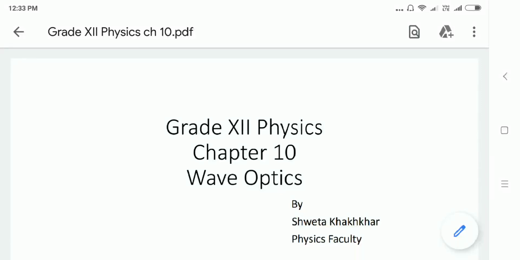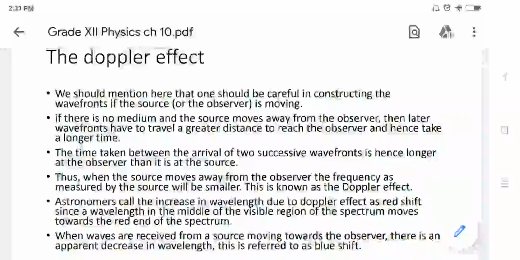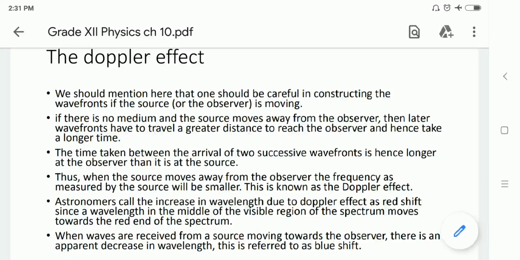Chapter 10. Hello students, let us start our new session of chapter number 10, wave optics, with the topic Doppler effect. Here, while we draw the wavefronts, we need to take care that the distance between source and observer is going to be increased. If there is no medium available and the source is moving away from the observer, then the distance between source and observer will increase. So, wavefronts have to travel a longer distance to reach the observer, or we can say we need to draw more wavefronts to reach the observer.